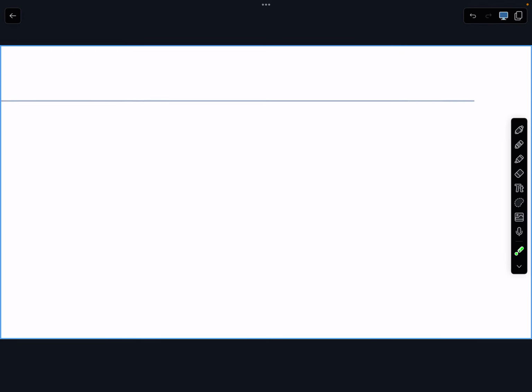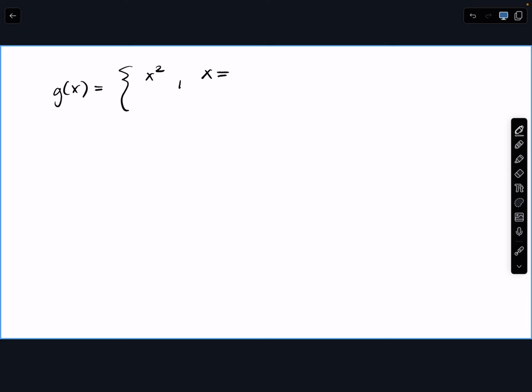What I showed the classes last week, and I think was helpful before we dove into this particular piecewise, is if I give you a different piecewise, like let's say g of x equals x squared for all real numbers except when x is equal to 1. And whenever x is equal to 1, g of x will be equal to 10.